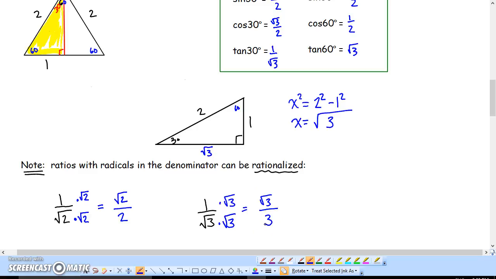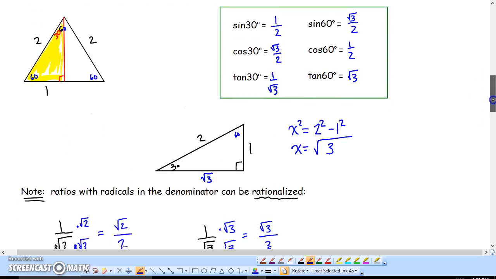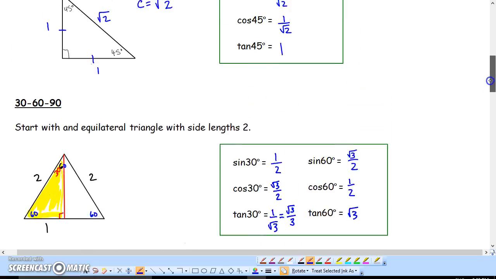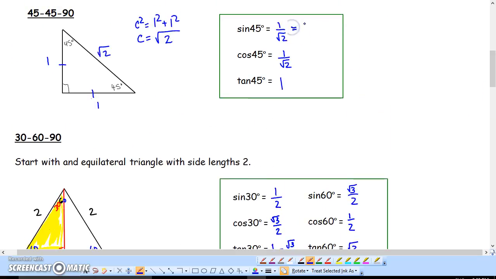So whenever we go back up to the top here, we can see whenever we have a radical in the denominator, we have equivalent forms, right? So that's the only one there. If we go all the way up here, oh yeah, there we go. So it becomes root 2 over 2. They are both the same. One is just a rationalized denominator.